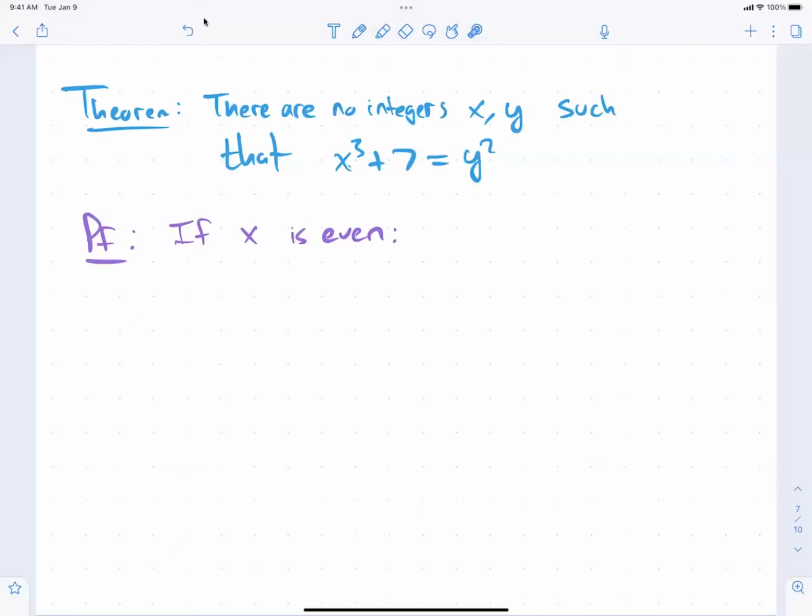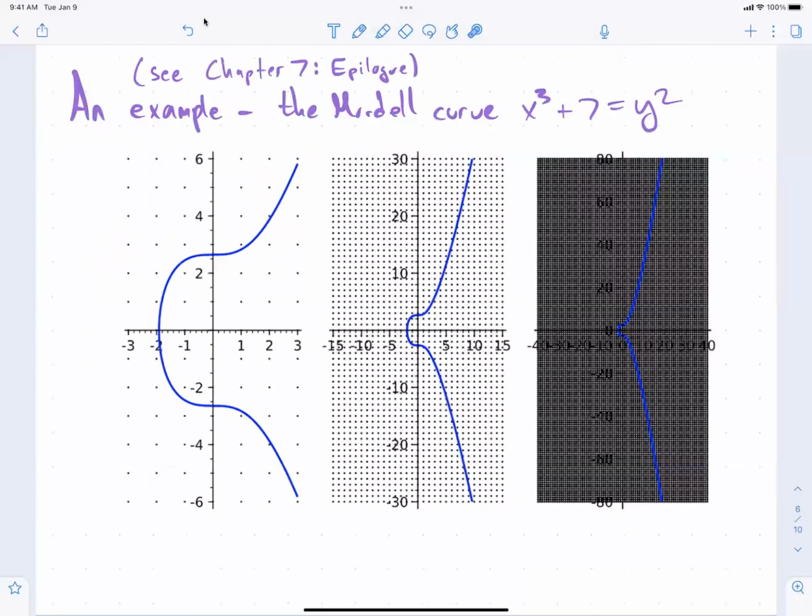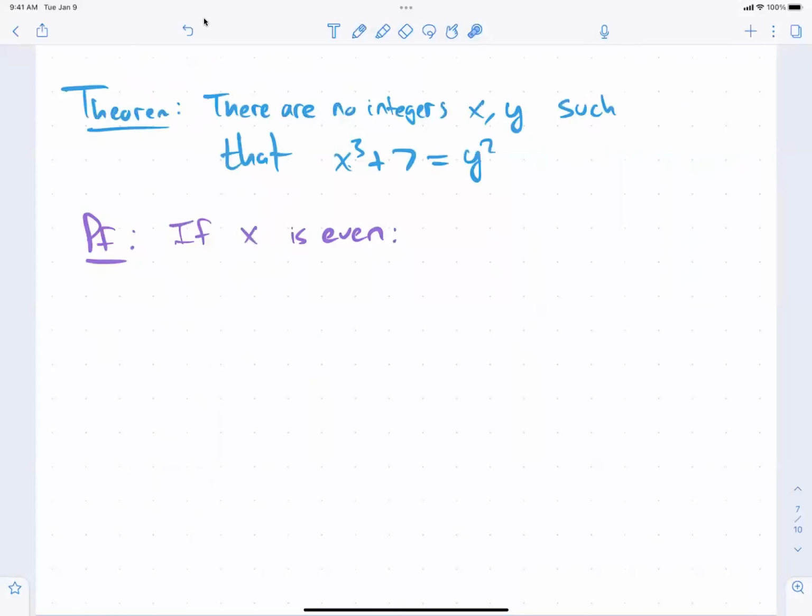This is a fundamental fact about integers. There's never a square that's 7 more than a cube. It's very easy to say, but how could you ever justify this? You could draw this picture and go up to finer and finer scale and bigger and bigger x's and y's, but how do you know this is really true? You never find integer x and y that satisfy this equation. And the way we'll be able to do it is using congruences.